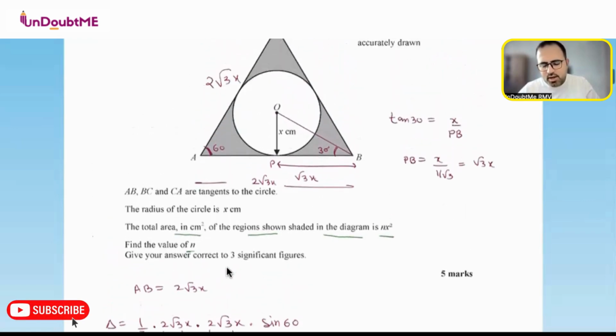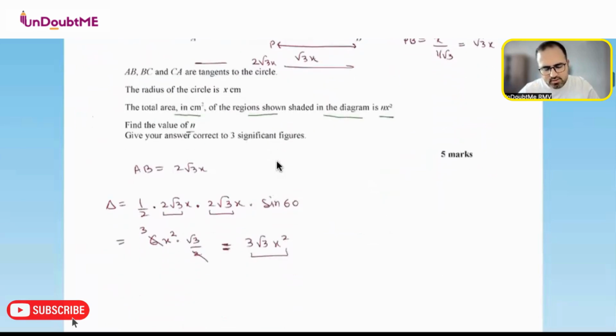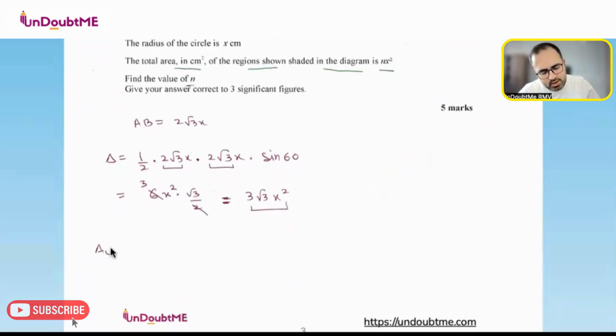Now why we have found area of a triangle? Because in order to get the shaded region, we must have triangle, and from triangle I will remove circle. This is the best way to understand such questions where we have shaded regions. So triangle minus circle. Now area of circle is pi r square. R value is x in this case. So area of circle is simply pi x square.